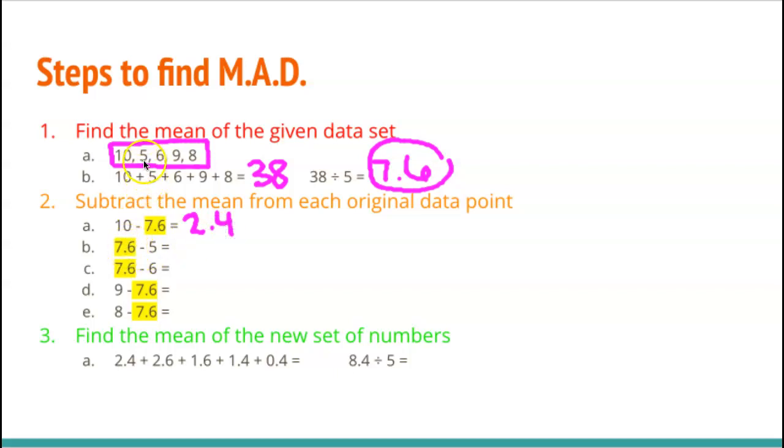So then I'm going to move on to my next number in my data set. So I do 7.6 minus 5, which is 2.6. My next one is 7.6 minus 6, which is 1.6. 9 minus 7.6 is 1.4. And then 8 minus 7.6 is 0.4.